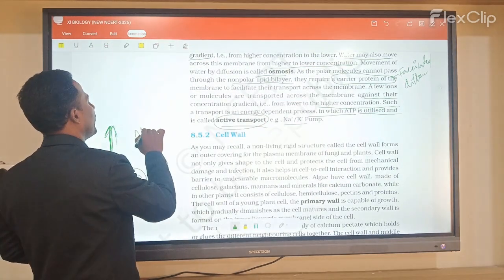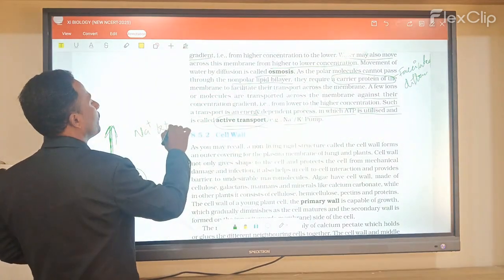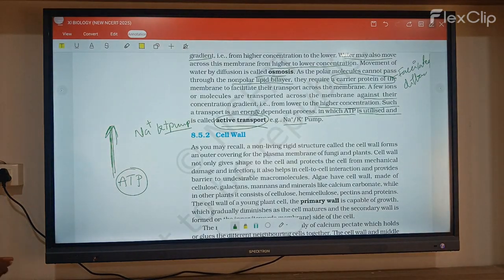Okay, now the sodium and potassium pump is the best example of active transport.